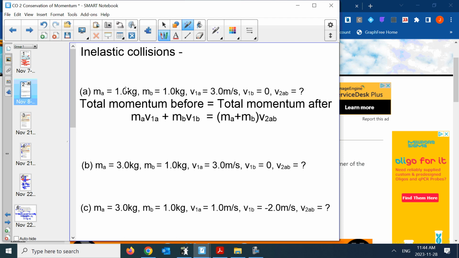It's still the momentum before equals the momentum after. So the equation hasn't changed, except for the fact that after the collision, you guys are stuck together. Okay? So we just have it as one mass and only one speed. I call it V2 for both. We could just call it V2 if you want.